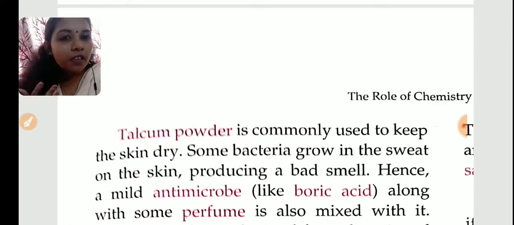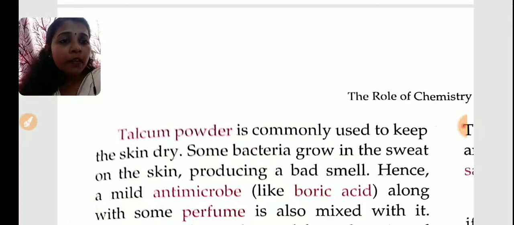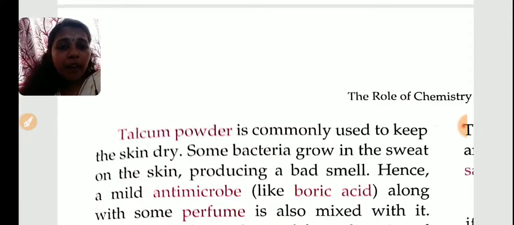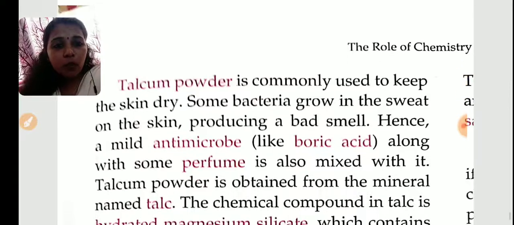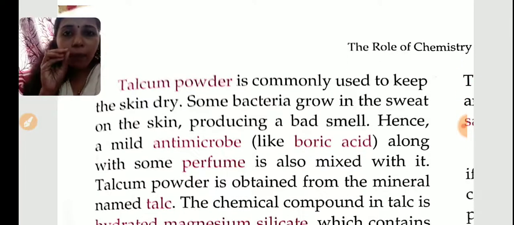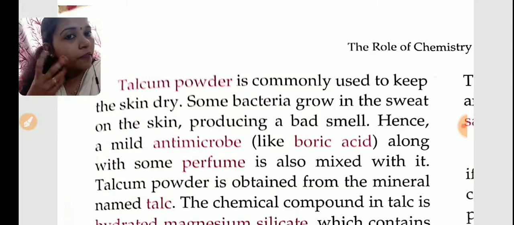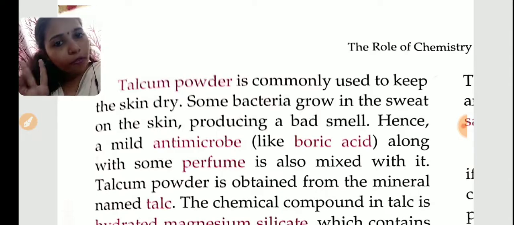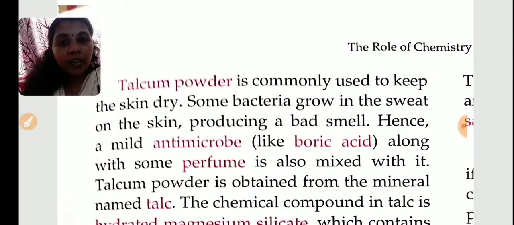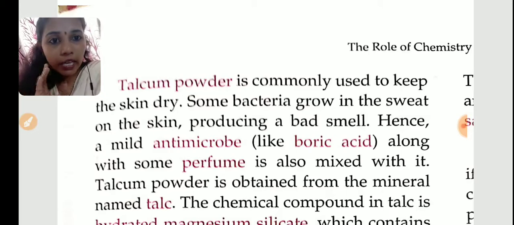So that a bad smell will be created. We know that if a person is sweating, we will get a foul smell from him or her. Hence, a mild antimicrobial like boric acid along with some perfume is also mixed with it. So a small amount of powder will be taken, white color powder. In this powder, for smell, different powders have different smells, right? So who is giving that smell? A perfume will be added. And to avoid the growth of microorganisms or bacteria, what will we do? We will add boric acid into it.